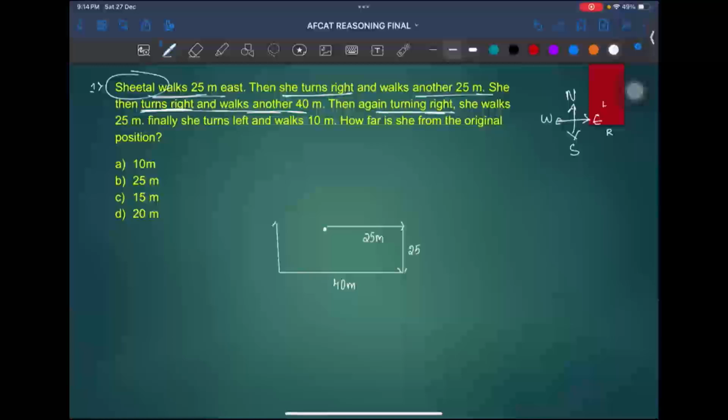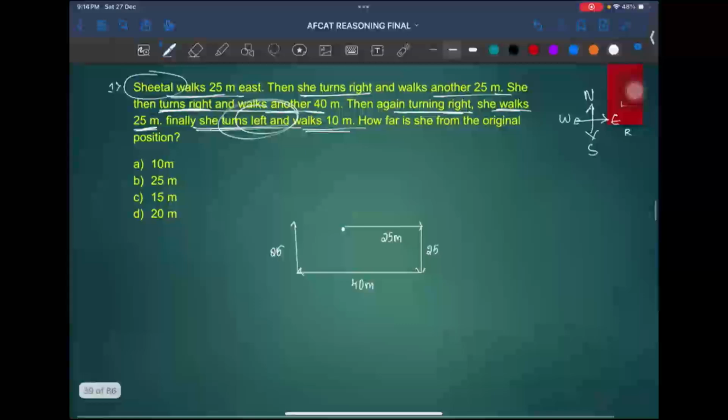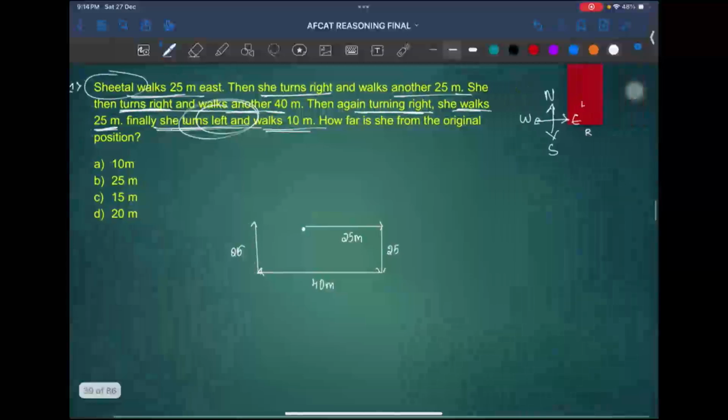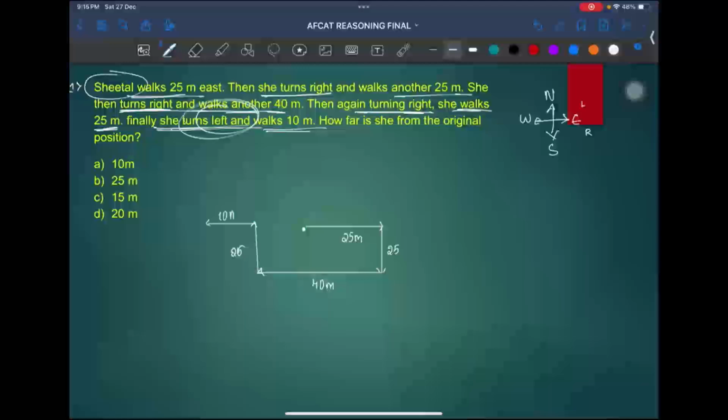Then again turning towards right and walking 25 meters. If it is towards right, it will be towards north. Okay. Then she walked 25 meters. Finally, she turns towards her left and walks 10 meters. From here, she takes a left turn and walks 10 meters. This is her final position.